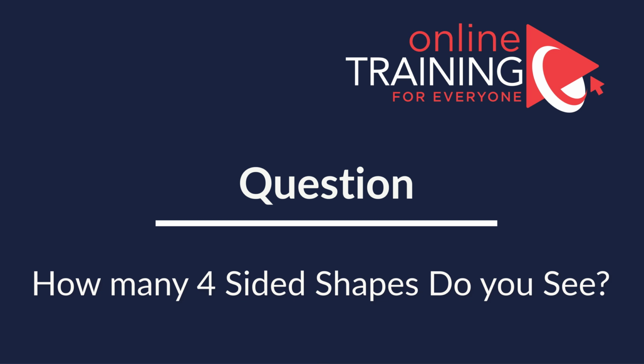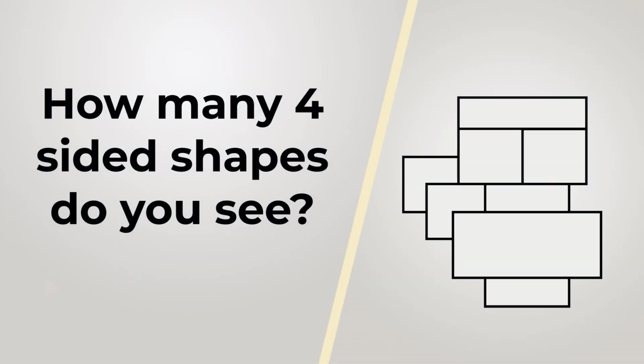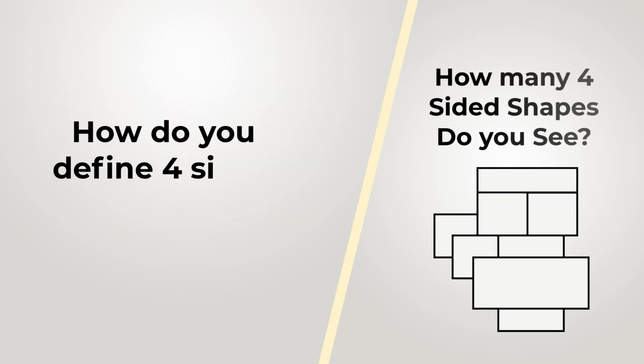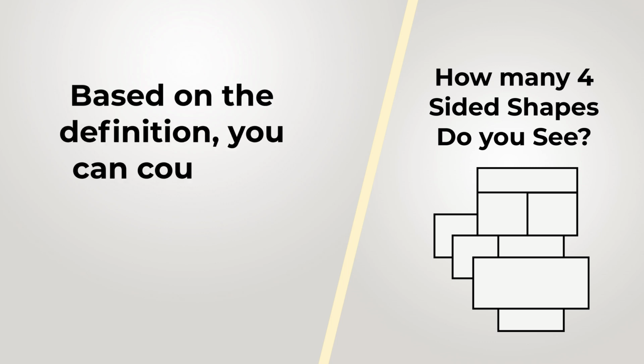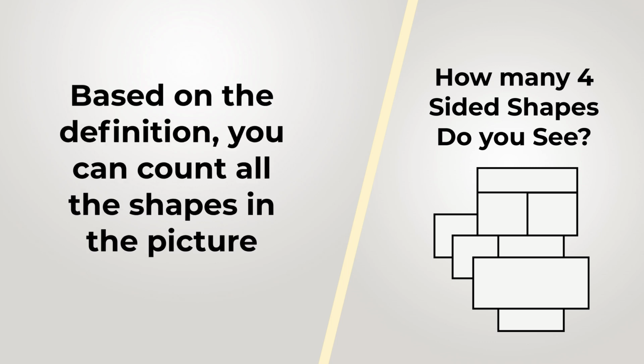Here's an interesting question which tests your spatial thinking. How many four-sided shapes do you see? You're presented with the picture on the left, which has a lot of different shapes. First, you need to be clear on the definition of a four-sided shape and have a good understanding of what it means. Once you have the definition, you can count all the shapes on the picture that match this criteria.